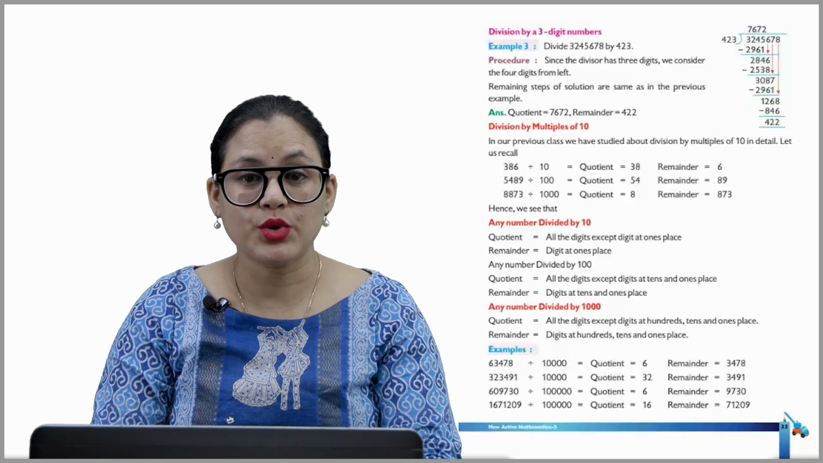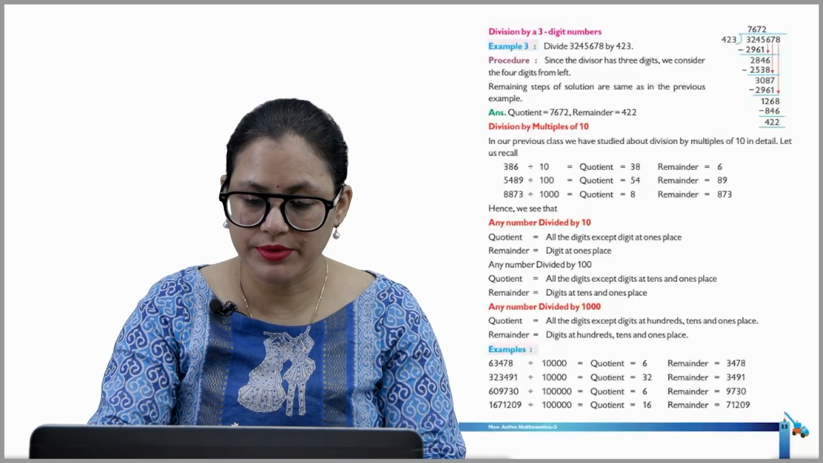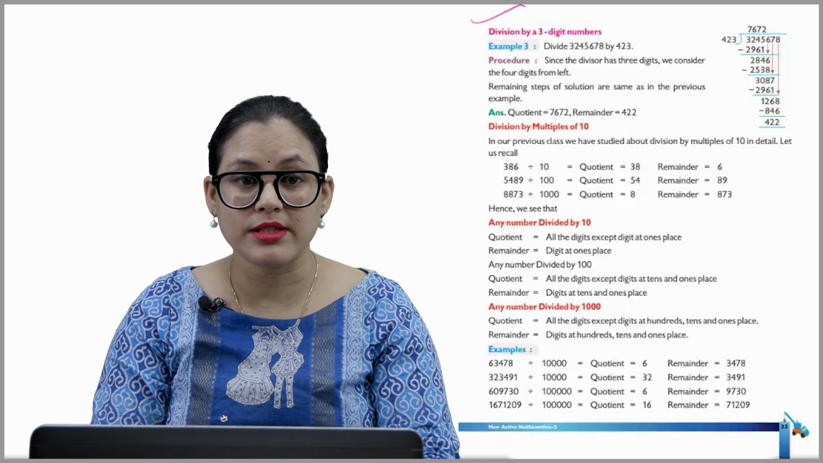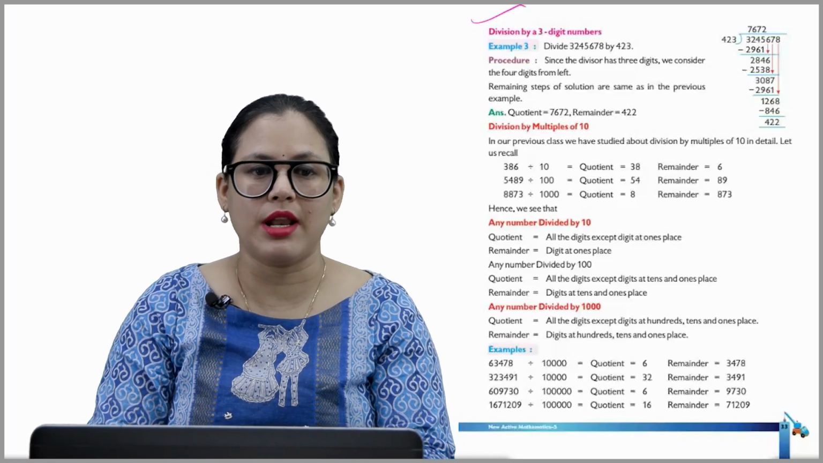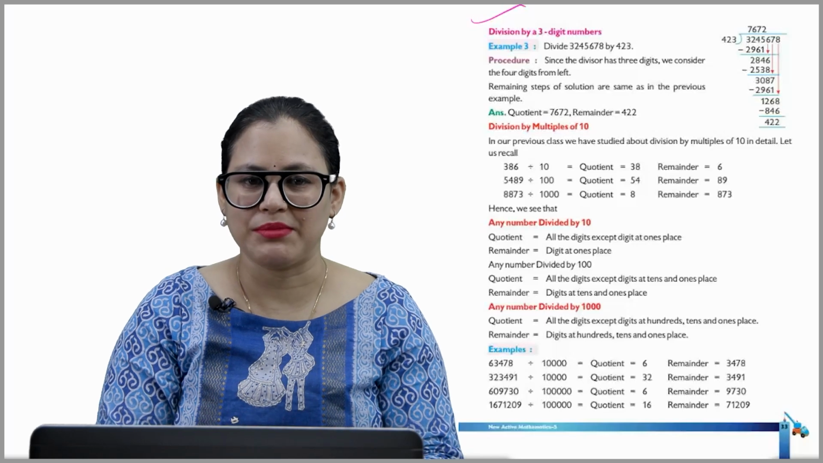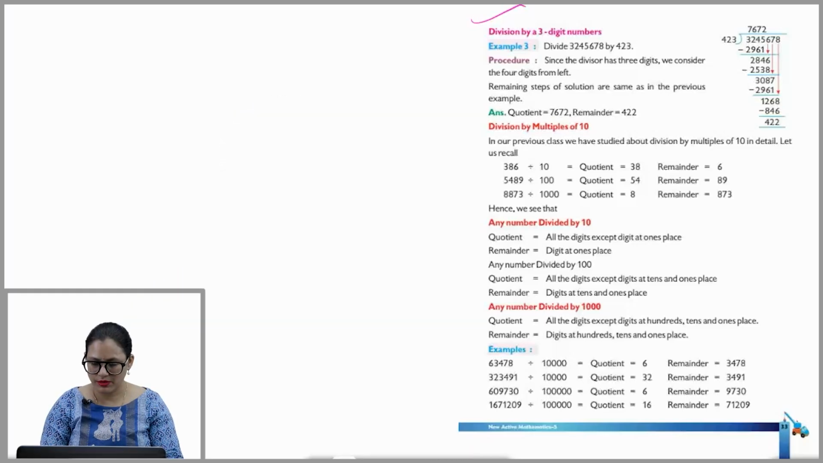Now division by 3-digit numbers. Example is given to you. Procedure: since the divisor has 3 digits, we consider the 4 digits from left. Remaining steps of solution are same as in the previous example. Okay. So let's do it also.